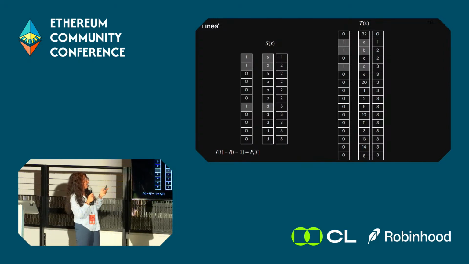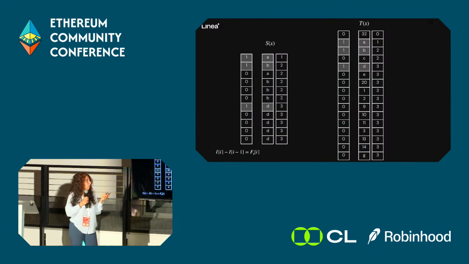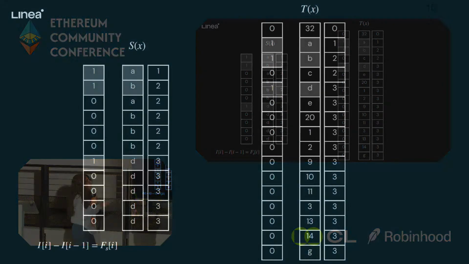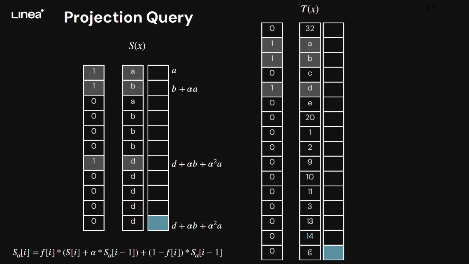Regarding the order, some teams add a new column that they call an order column. They say, what order do I expect? And then they apply lookups. This can work, but of course you need to add these extra columns to specify the order that you want. What we do in the prover team of Linea is that we have a direct query. We have a projection query.